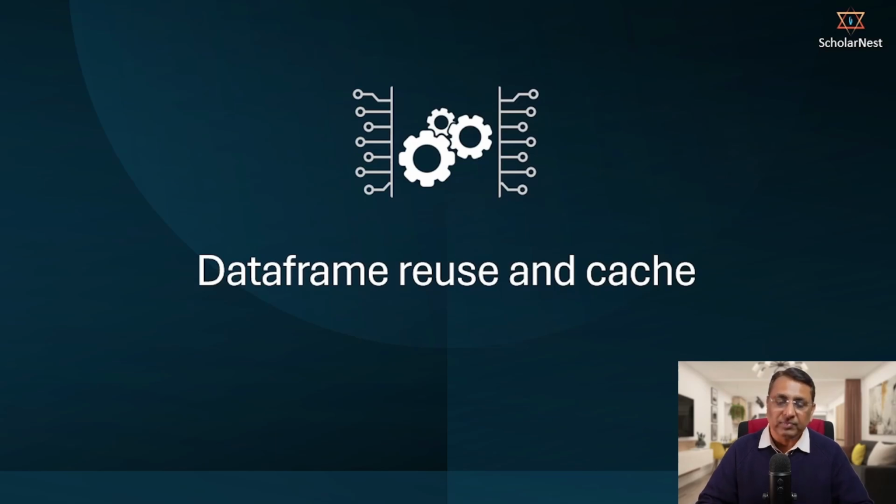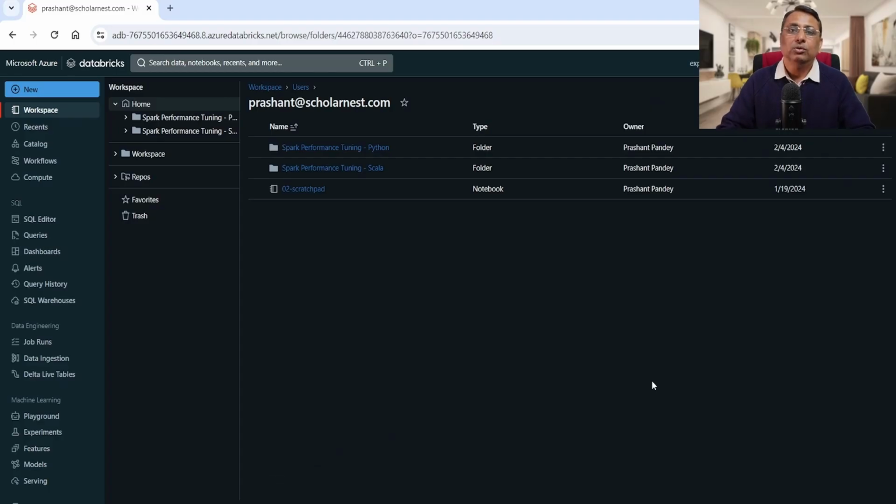Welcome back. In this lecture, we will learn about data frame reuse and data frame caching, or table caching, in the Spark memory. So let's start. To help you understand the idea of data frame reuse and data caching in the Spark memory, I've set up a scenario. The scenario is available in Python and Scala. Both the notebooks are available along with your course material. But for this demo, I'll be using the Python notebook.